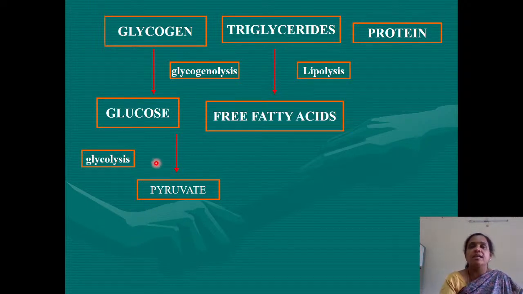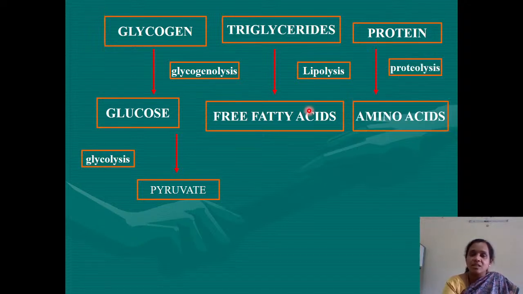What will happen to triglycerides? The triglycerides will undergo lipolysis. As a result of that, the glycerol part is removed and fatty acids are available. Now, these free fatty acids will undergo oxidation. So that is the next level. Then proteins. Proteins will undergo proteolysis and form amino acids. So these are the major macro components which are subdivided. These have gone down a few steps to form metabolites like glucose, free fatty acids and amino acids.